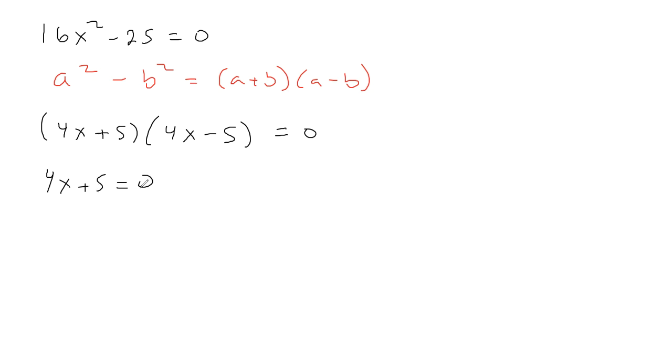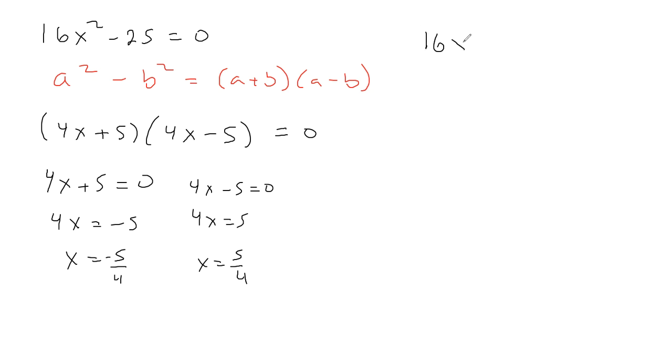And so here I would bring over the 5, I would get 4x equals negative 5, and then divide the 4. And I would get x equals negative 5 fourths. And then when I do the same thing on this side, I'll get positive 5 fourths, because I add the 5 over now. Divide that 4. So that's one way.